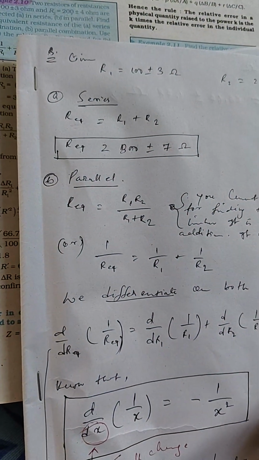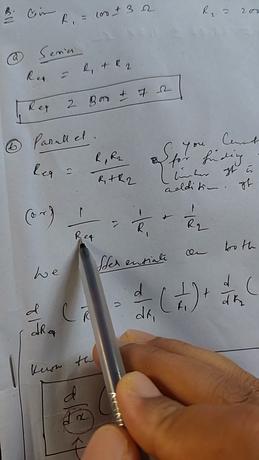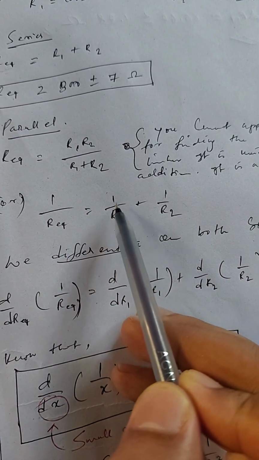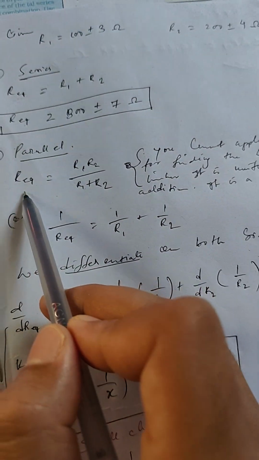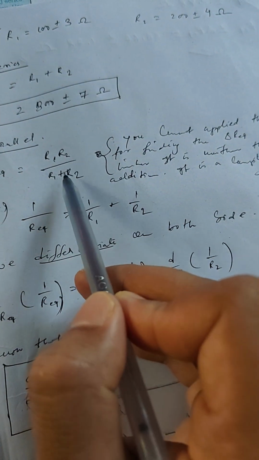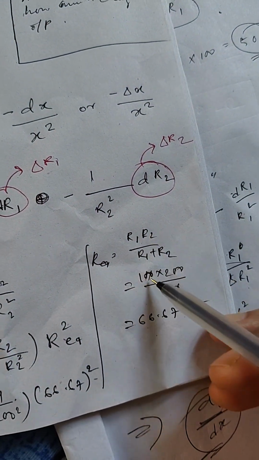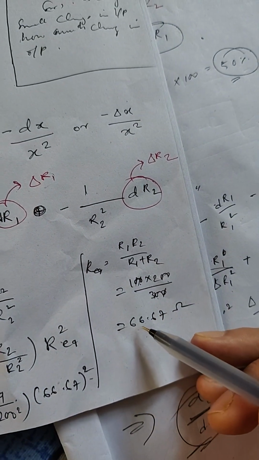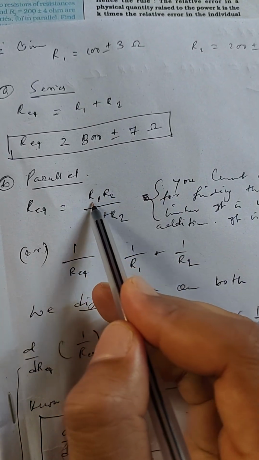Now let us find the R equivalent for parallel. For parallel, 1 by R equivalent is equal to 1 by R1 plus 1 by R2, and solving this, our final equation is R equivalent is R1 R2 divided by R1 plus R2. Putting the values, R1 is 100, R2 is 200 and R1 plus R2 is 300, and this gives us 66.67 ohm.